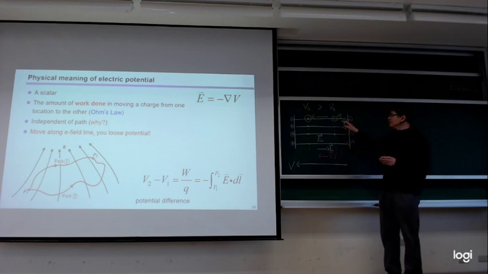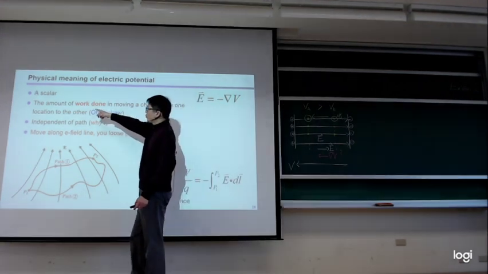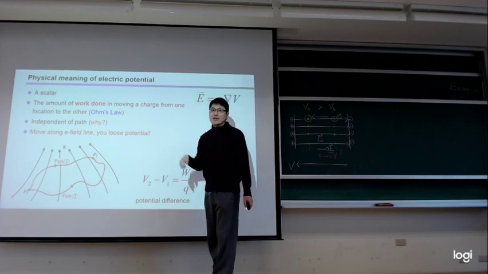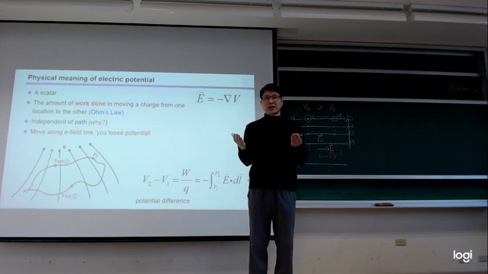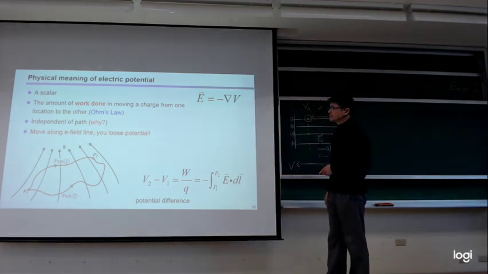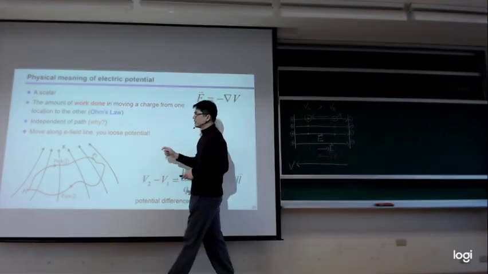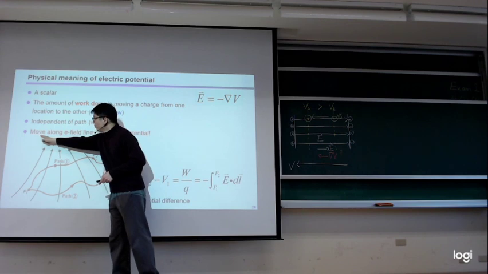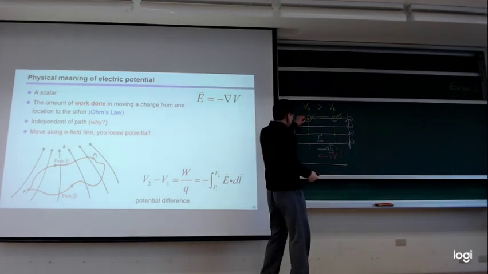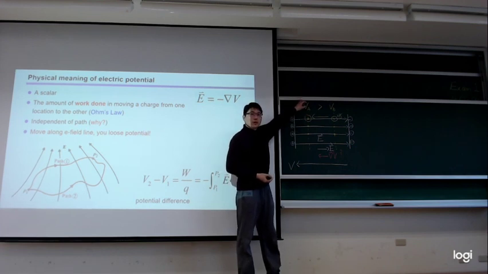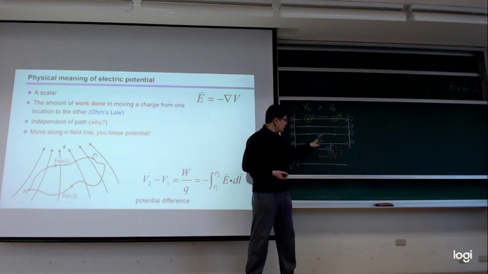That amount of work divided by its charge is your electric potential, right? So the amount of work done in moving a charge from one location to the other divided by its charge, by definition, is your electric potential, right? Again, E equals negative grad V also tells you if you have a charged particle, if it moves along the electric field line, you lose electric potential, right? So if you have a charged particle sitting somewhere here where you have the higher potential, it moves in the direction of your electric field line, right? Along it, you lose potential.